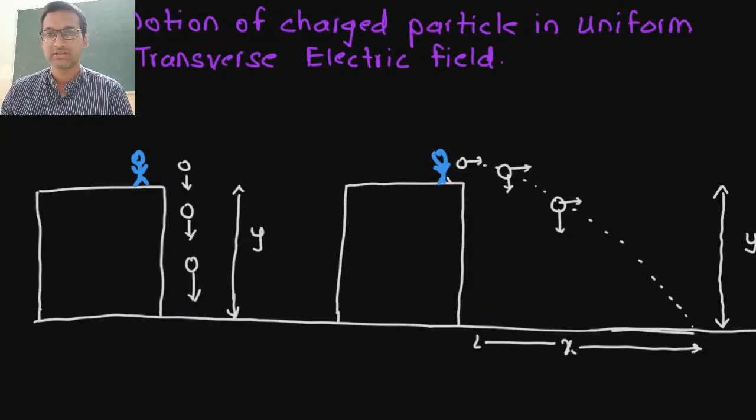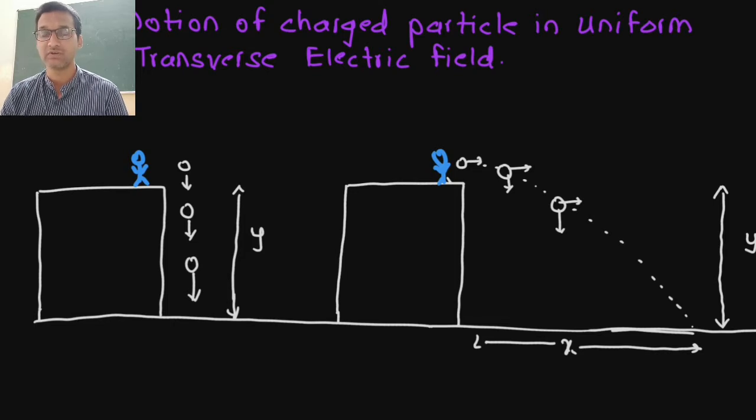Welcome to this next class of dynamics of charged particle. In the last class we have seen how the motion of a charged particle in uniform electric field. But in the previous class we have only seen what would be the case if the charged particle is moving in the direction of the field or in opposite direction of the uniform electric field.